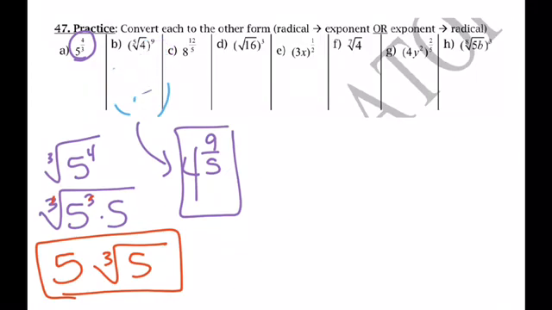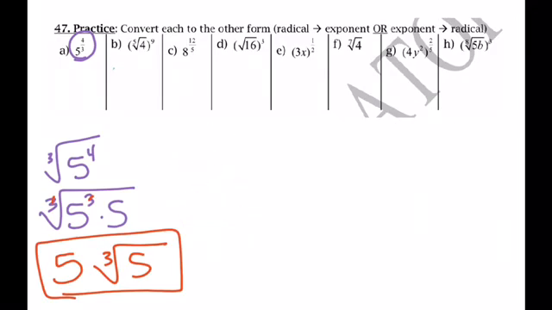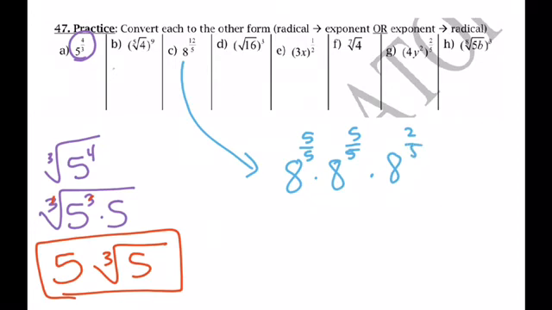Okay, part C, 8 to the 12/5 power. That means 8 to the 5/5 times 8 to the 5/5, because that would be 10/5, and then another 2/5. So what I did was I took the 12/5 and I just divided it into wholes. So I have 5/5 and 5/5, which is one whole, or two wholes, I guess, and then plus another 2/5.